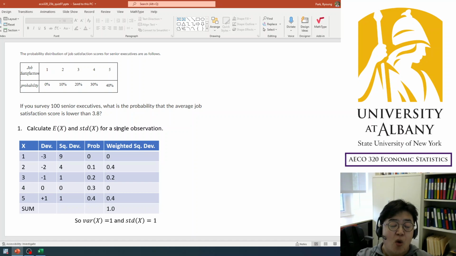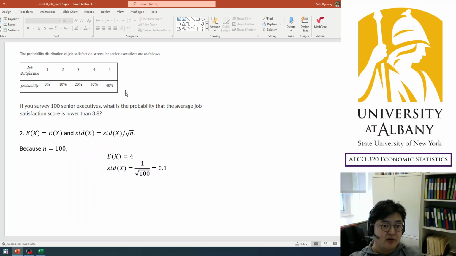Okay, so we just calculated the mean and the standard deviation for a single observation, right? Remember, this distribution is for a single observation. Now you transform them into the sample average version. For the sample average, the mean is the same. The standard deviation must be adjusted by 1 over square root n, and it's easy. So the mean is still 4, but the standard deviation becomes 0.1 because it is divided by 10.